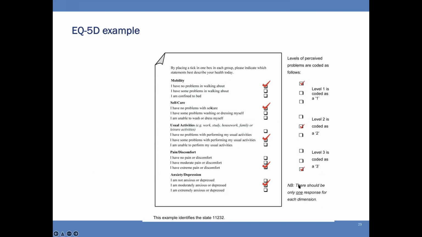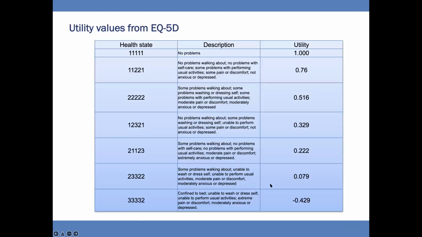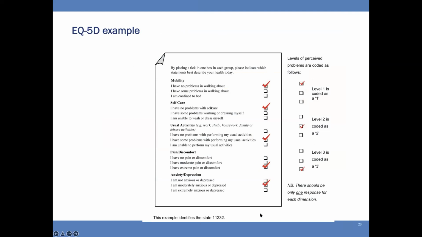So this patient picked number 1 when asked about mobility: I have no problem in walking about. I have no problem with self-care. I have some problem with performing my usual activity. I have extreme pain or discomfort, and I have moderate anxiety and depression. So for this patient, the answer is 1, 1, 2, 3, 2. All right, so this patient's answer is coded 1, 1, 2, 3, 2.